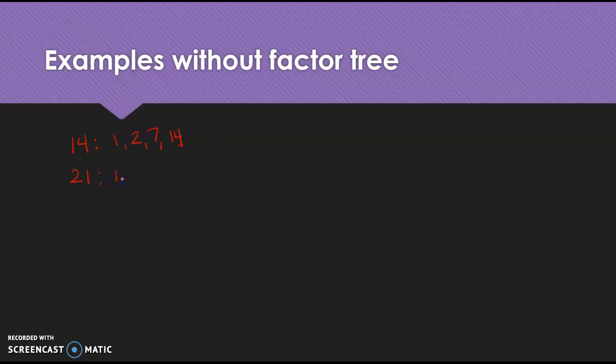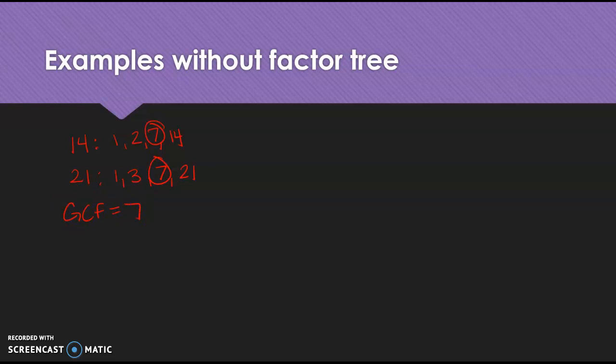For 21, we've got 1, 3, because 2 plus 1 is 3, and 3 is divisible by 3. 4 does not go into it because it's not even. 5 doesn't go into it because it's not a 0 or a 5. 6 doesn't go into it because it's not even. It's divisible by 3, but it's not even. 7 goes into it. So again, 3 and 7 are here. So then I can say, okay, 1 and 21. Now I just look at the biggest number that they have in common, and the answer is 7. So our greatest common factor is 7.